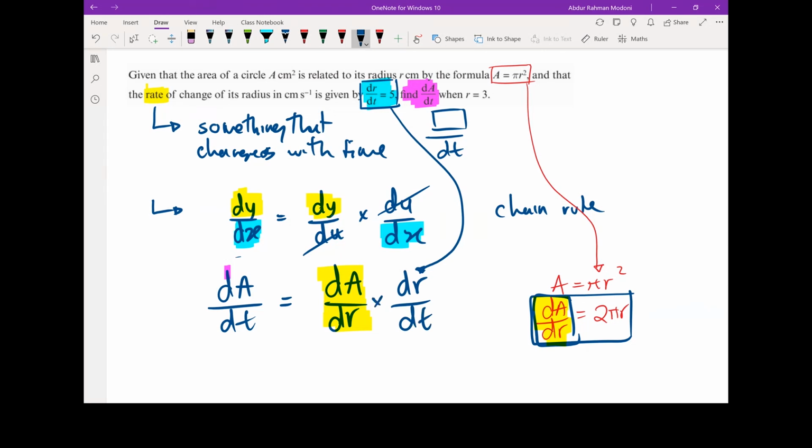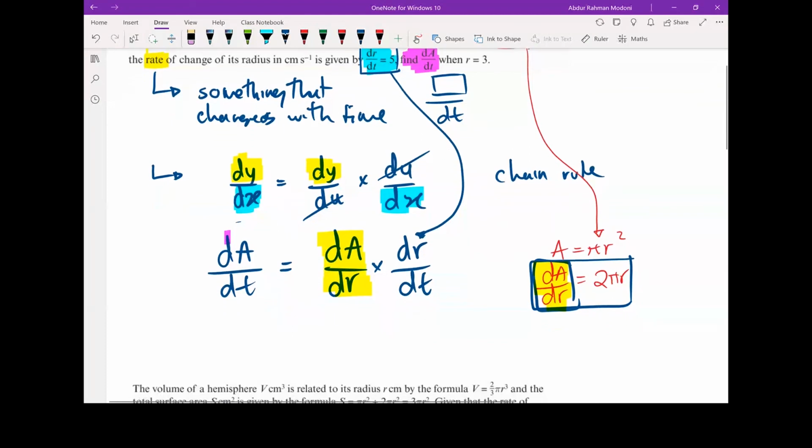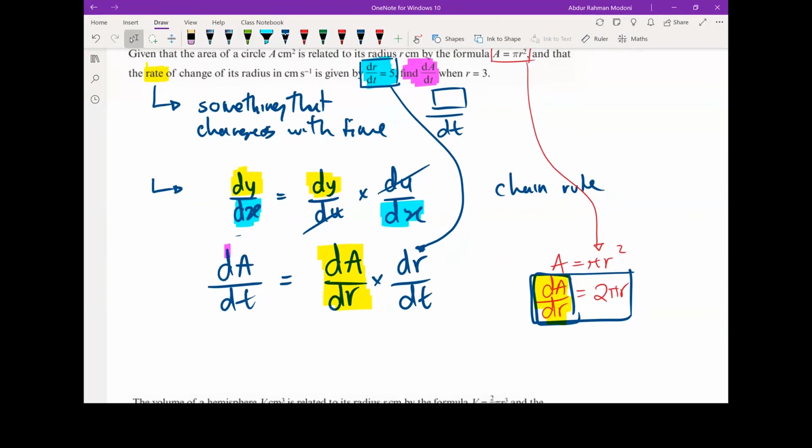Let's see if that actually works. If I did multiply them out, you can see my dr's would have cancelled out and I would be left with dA by dt, which is what I have on the left hand side. So my left hand side and right hand side match. The equation is balanced. That's a way of checking if we are getting the correct equation. Now that we've got it into this form, we can substitute what we know. dA by dr, as we know, is 2 pi r times dr by dt, which we're given is 5. So this simplifies to 10 pi r, which is what dA by dt is equal to.